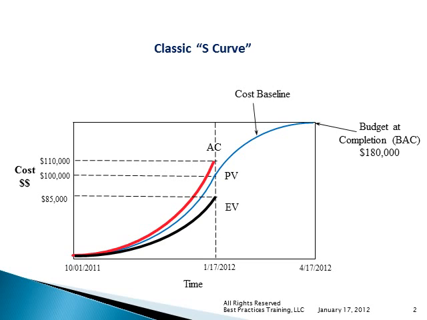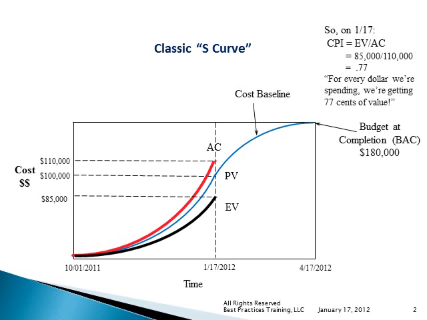One of our classic indices that we want to calculate is cost performance index. As you all know, CPI equals earned value divided by actual cost. We just said our earned value is $85,000 and our actual costs are $110,000. If you do the division, the cost performance index is 0.77.